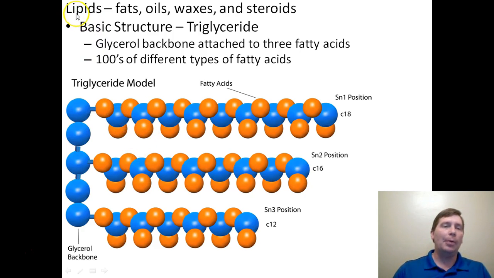So when we're talking about lipids, the monomer that we're going to be talking about are these fatty acids. When you make a lipid, you take and you put a bunch of these fatty acids together to make what's called a triglyceride. And when you do that, you make the macromolecule of fat.